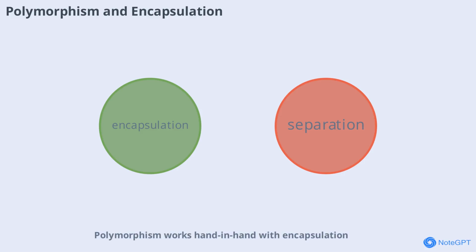Polymorphism works hand in hand with encapsulation. By hiding the details of object implementations behind interfaces or base classes, you can change how objects work internally without affecting the code that uses them. This separation of concerns is a key principle of object-oriented design.